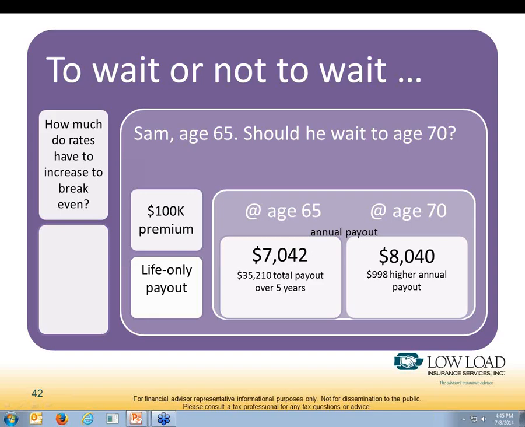But what a lot of people don't take into account is the income that is lost over those 5 years by not taking the income at age 65. In fact, Sam would have missed out on a little over $35,000 by not taking the income. So as you can see, if he waits to age 70, getting $1,000 more a year, it's going to take him roughly 35 years to just break even. And that's going to put him out somewhere around age 105 to break even.